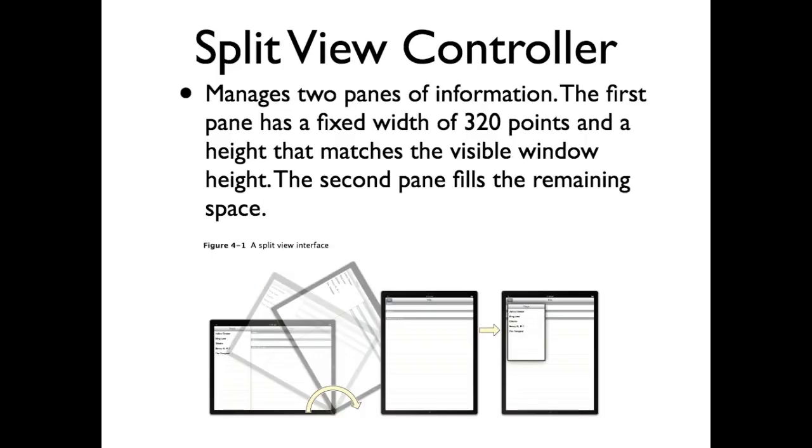Split view. The split view goes into the 2 panes of information. The first pane has fixed width, and then the second pane fills the remaining. So this example here is like a mail client, where regardless of how it's turned, the master, you'll notice, in landscape is docked always. In portrait, it has the ability to collapse and expand.